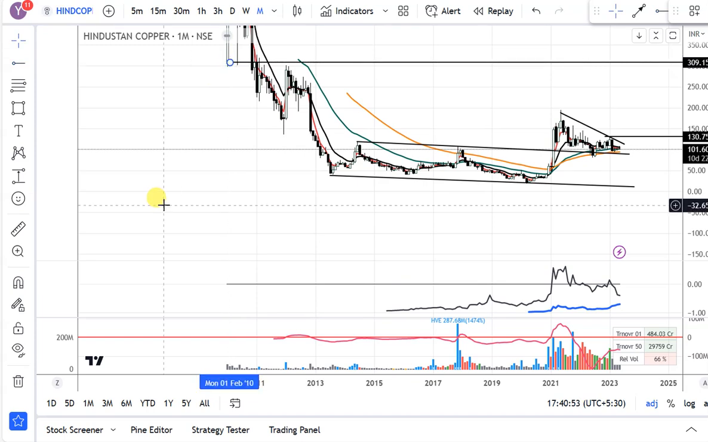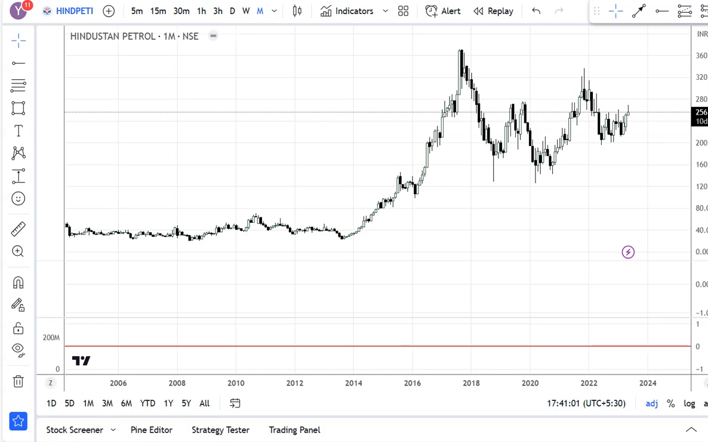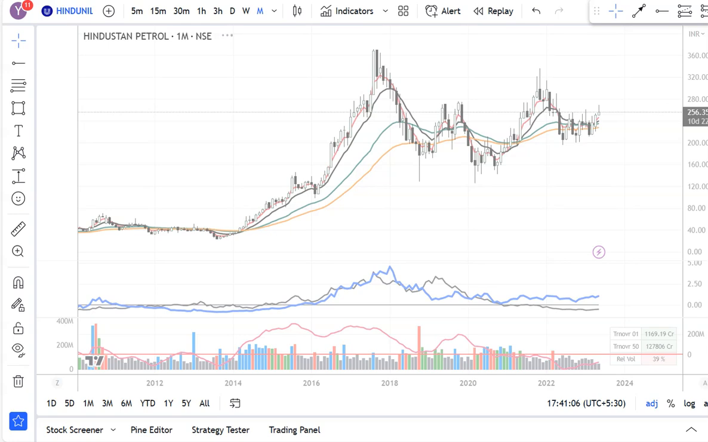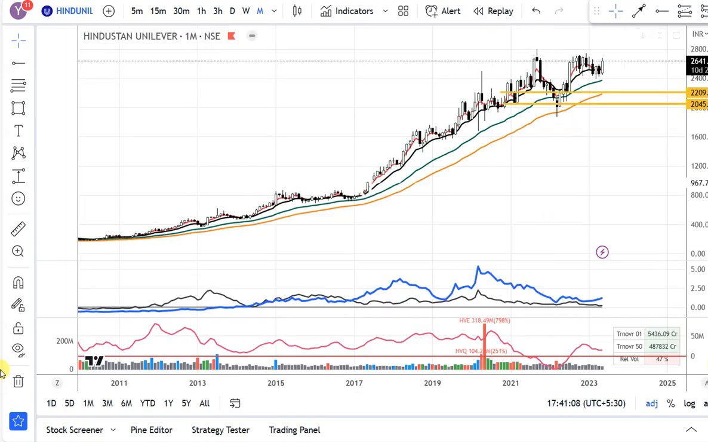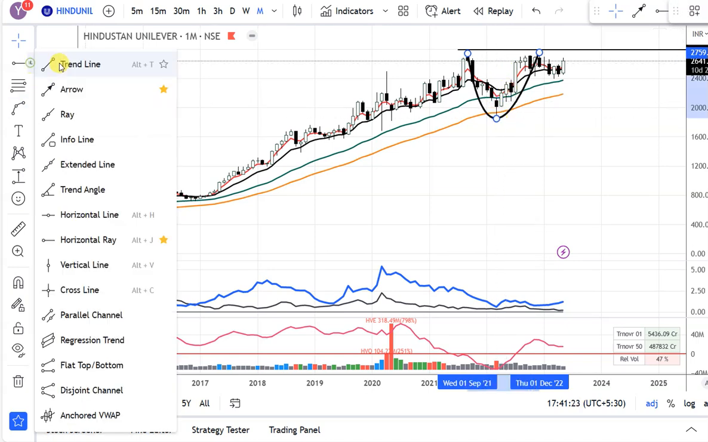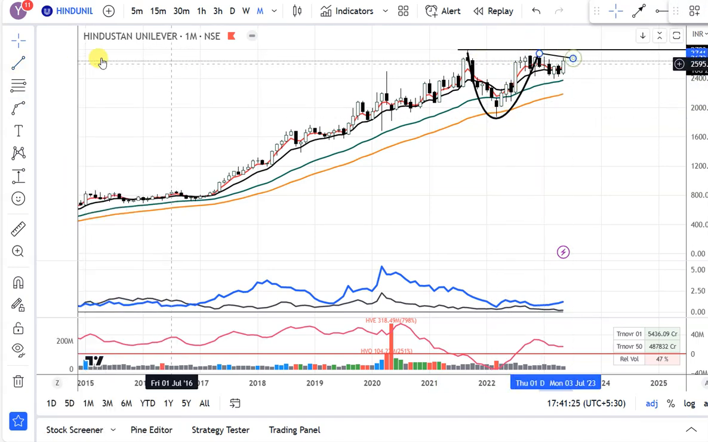Hindustan Petroleum, nothing at all, total sideways. Hindustan Unilever, again a wonderful stock, stuck in this range. Again, if the breakout happens, then we can see a cup and handle possibility of a breakout. But as on today, there is nothing in Hindustan Unilever. Keep an eye on it because, as I said, the FMCG sector is right now in very strong momentum.